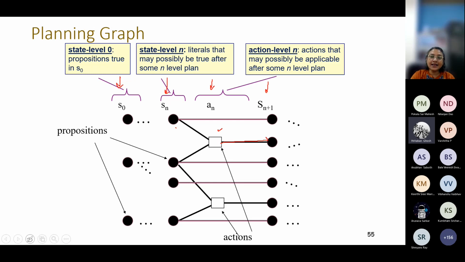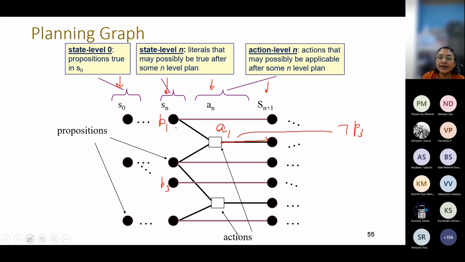No, but we are only saying what is added, right? So suppose there is a proposition here which is P1, there is an action A1, and suppose not A1, not P1, let us say P3. Suppose A1 has a precondition delete P3.